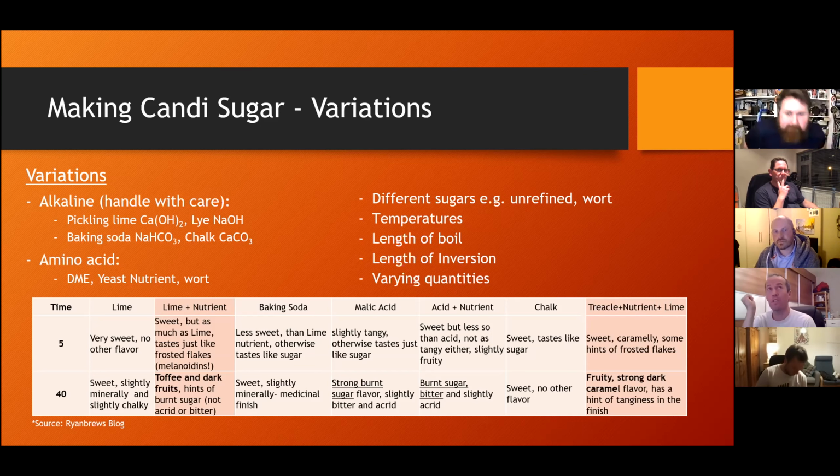So yeast nutrient actually has quite a variety of amino acids, but the amino acids are there for yeast health. The ones within DME are probably the same that you get in wort, which means you get the whole lot of them. I'd probably say you get a bigger variation in DME. Yeast nutrient, they won't tell you. You might be able to find it somewhere, you don't know.